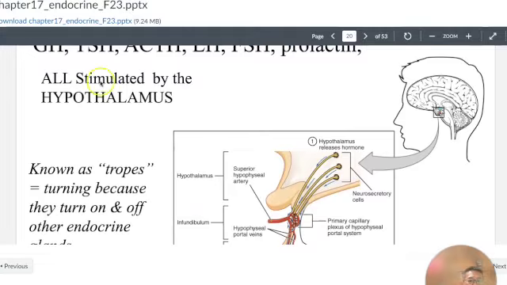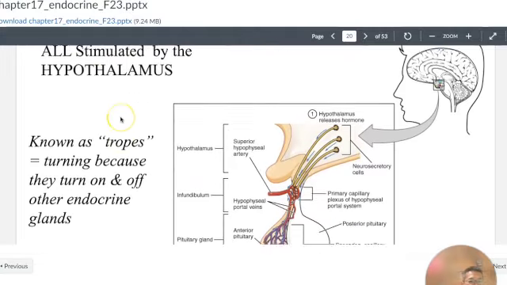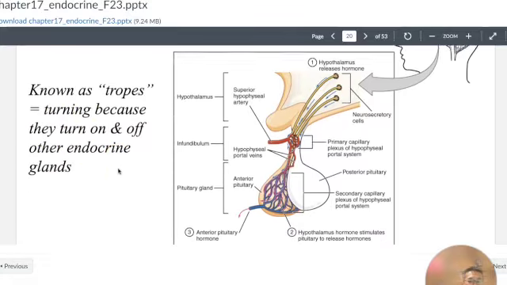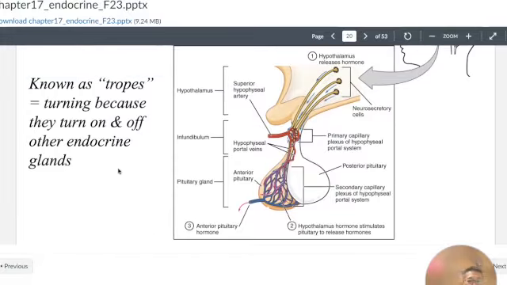Okay. All stimulated by the hypothalamus, known as tropes, tropic, because they turn on and off other endocrine glands. Okay. So this is what we talked about earlier in the slide. This is the hormonal part, okay, not the humoral part.